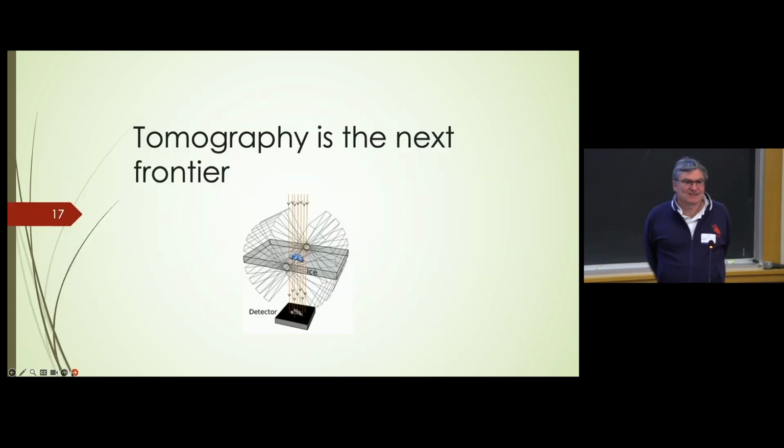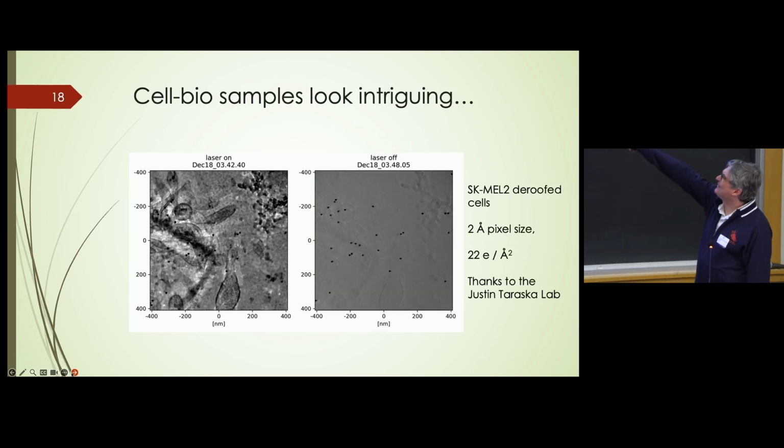But of course, what you really want to do with phase contrast is tomography. So how does a cell biology sample look like when imaged with phase contrast? And can you actually do tomography? Well, we found this is first example of a cell bio specimen. These are human skin cancer cells de-roofed. So you see all those fragments of the cell here. This mottling is probably the ice.